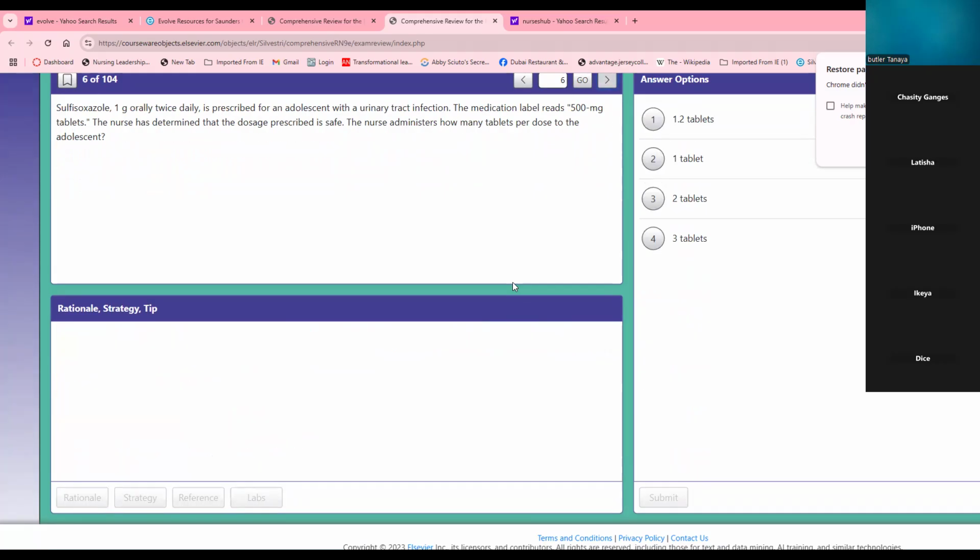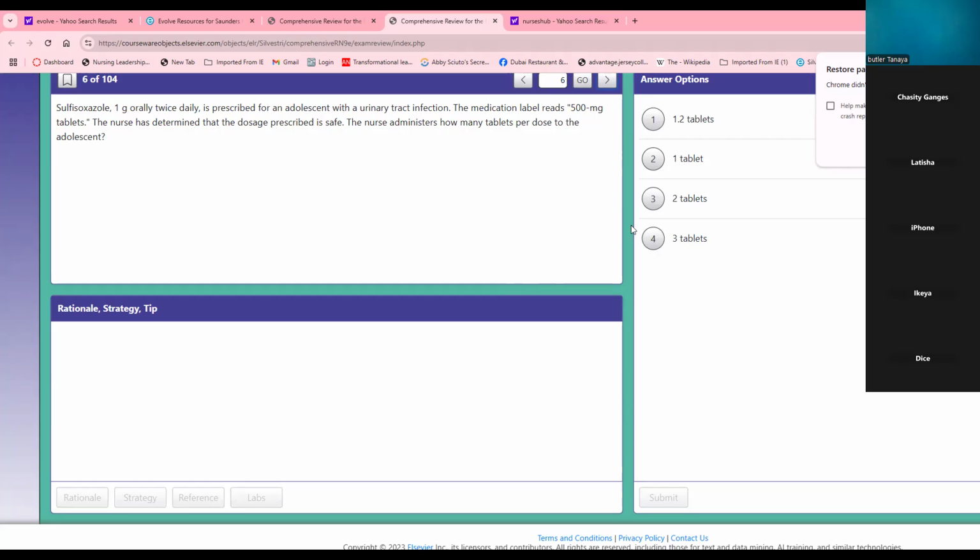All right. Now let's look at this one. The nurse administers how many tablets per dose to the adolescent? So per dose, you already know your formula is what? Desired over have.